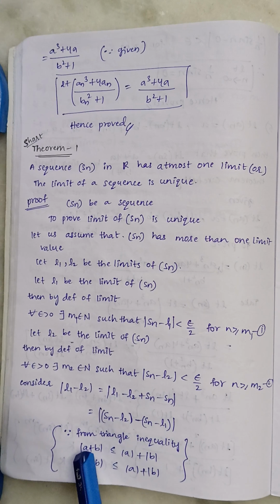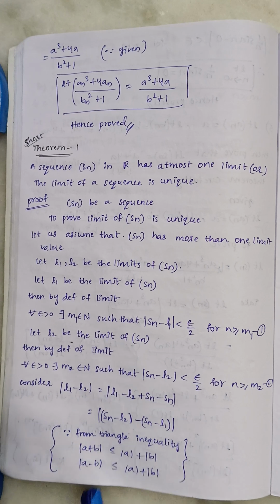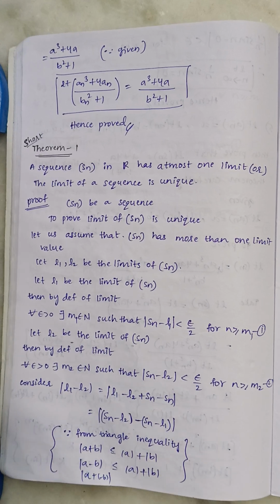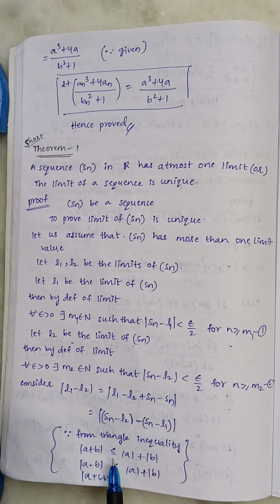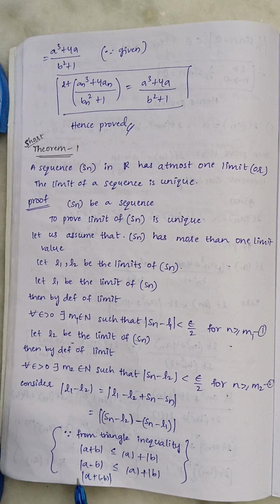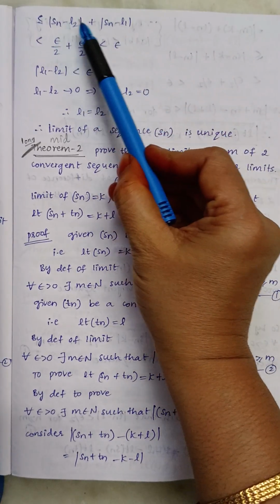By the triangle inequality, modulus of A plus B is less than or equal to mod A plus mod B. Similarly, A minus B can be written as modulus of A plus of minus B. Here modulus of A plus B is less than or equal to mod A plus mod B, so modulus of A minus B is also less than or equal to mod A plus mod B according to the triangle inequality. Now mod A minus B is less than or equal to mod of the first part plus mod of the second part.